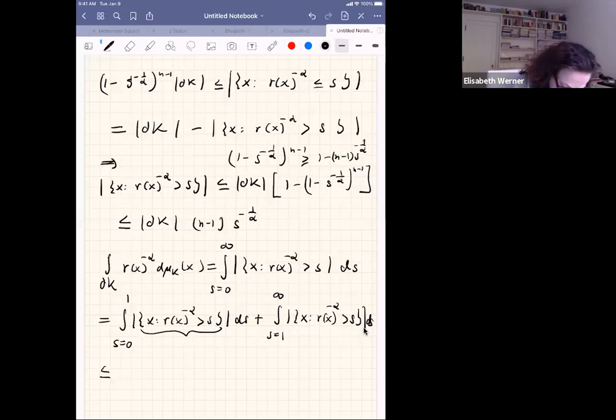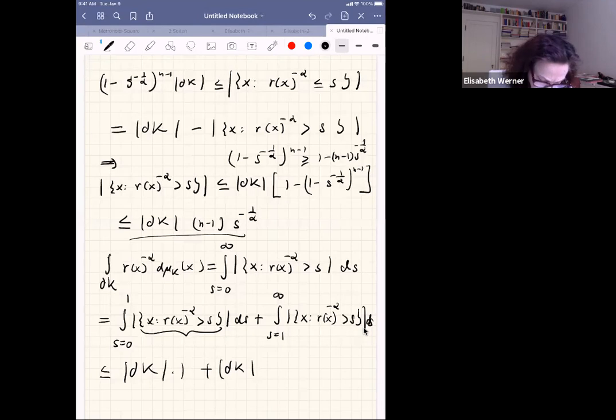That I estimate, very crudely, by the whole surface area of the body times 1 plus. And now comes what we had done here. We use the estimate above. So that is smaller or equal than the integral, s goes from 1 to infinity. And then maybe I'll write the n minus 1 outside the integral as well.